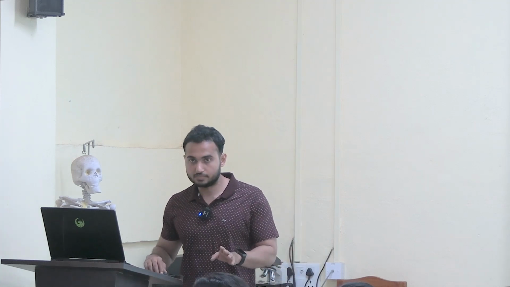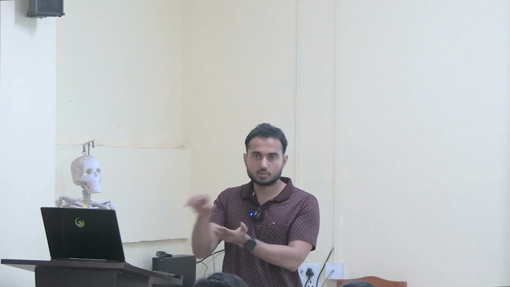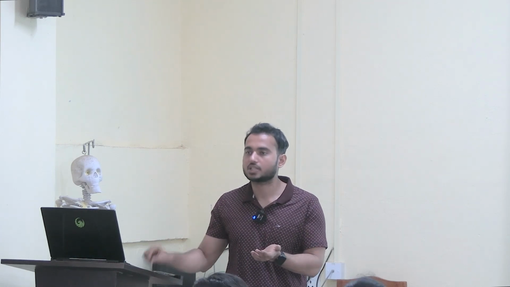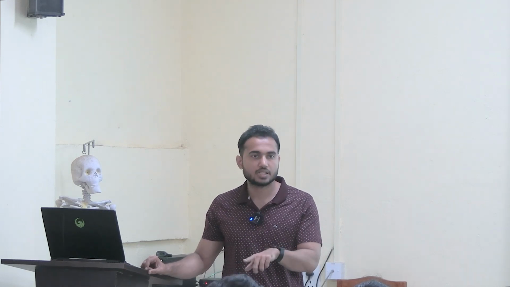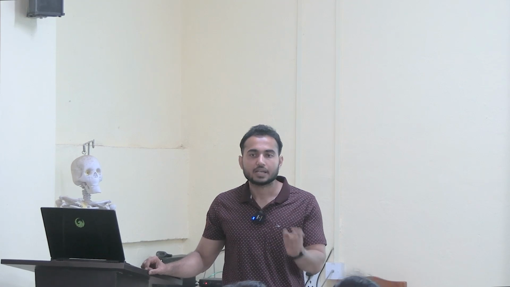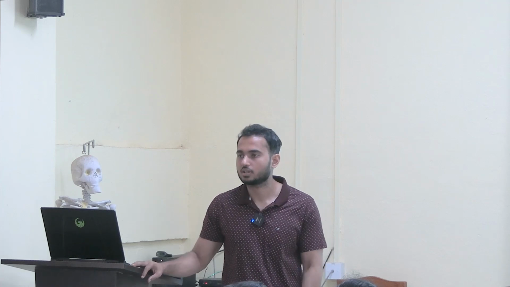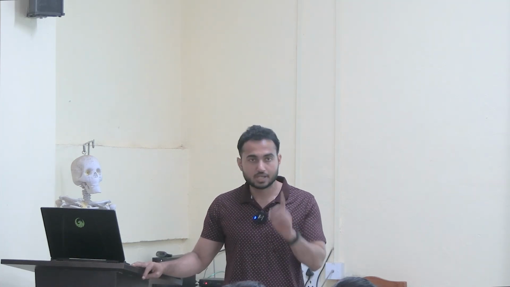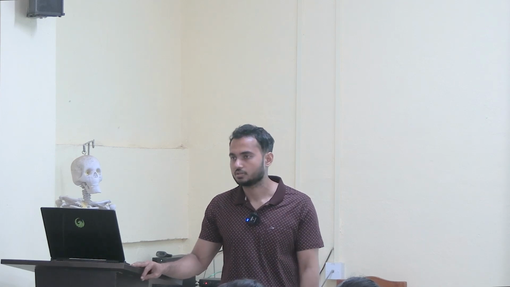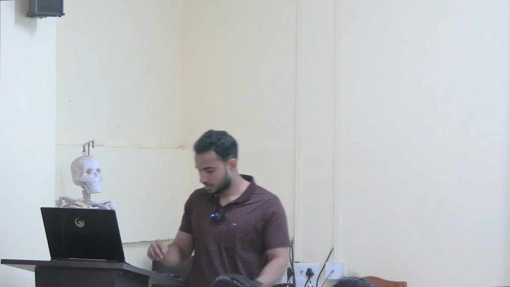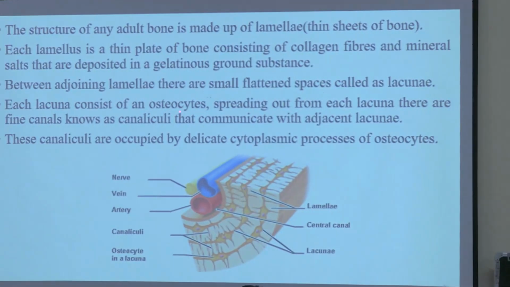Okay. Next, suppose there is one lacuna and another lacuna. Both lacunae are interconnected with each other by canaliculi. Two adjacent lacunae are interconnected by canaliculi, and through those canaliculi the processes of the osteocytes are passing. Because of this, the integrity of the canaliculi is maintained. Okay. So these points are important. Please note them down. As you can see, each lacuna consists of osteocytes.